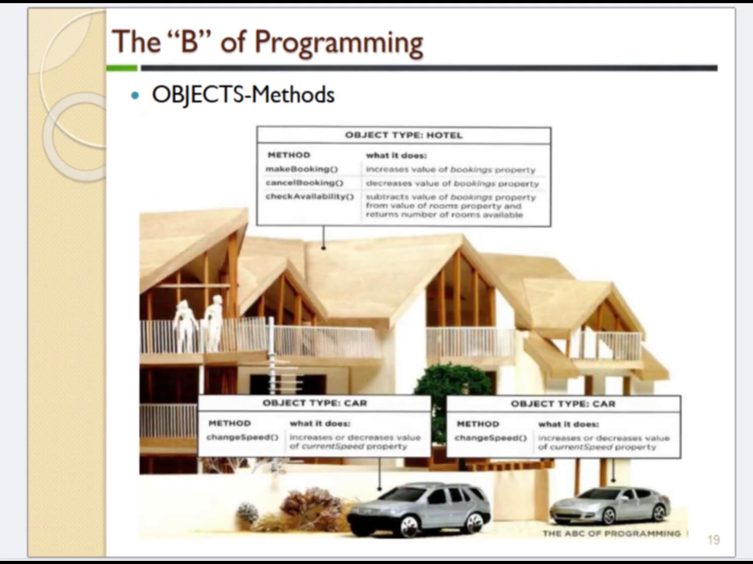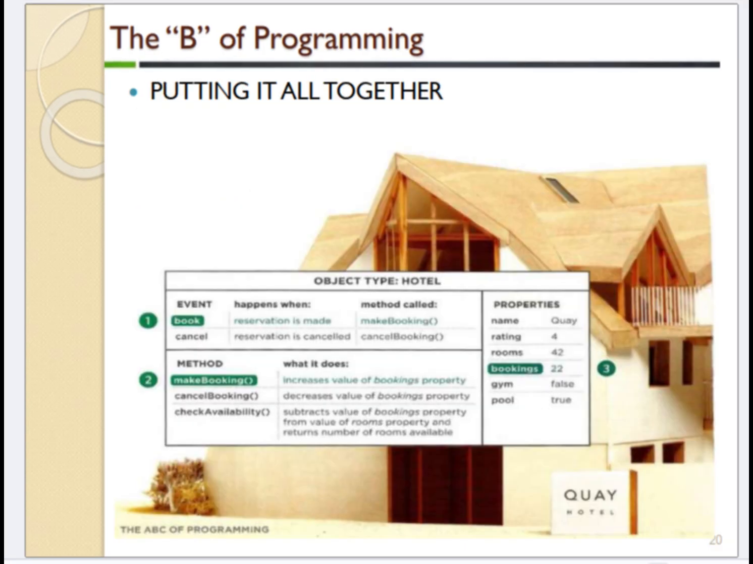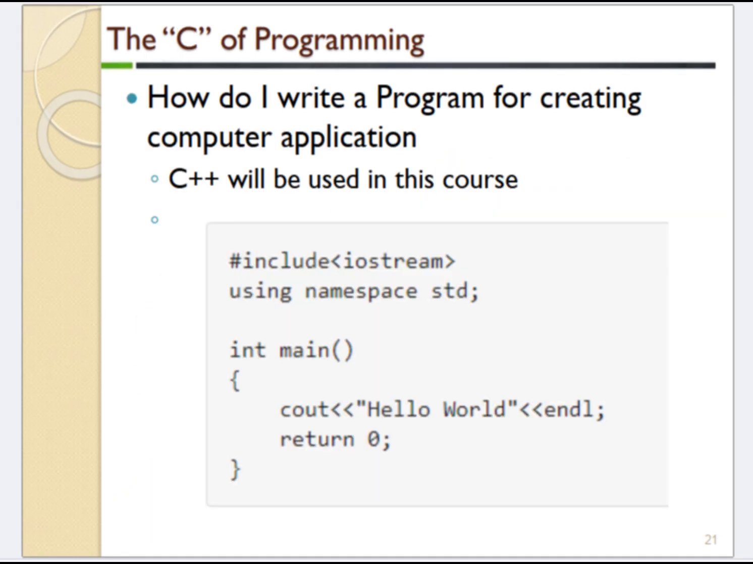18. The B of programming. 19. Objects. Methods. The B of programming. 20. Putting it all together. The C of programming. 21. How do I write a program for creating computer applications? C++ will be used in this course.